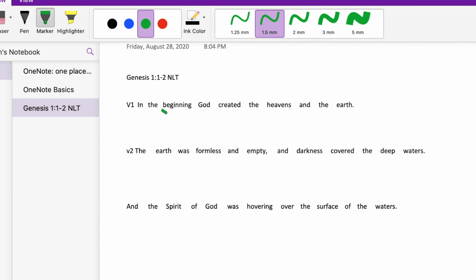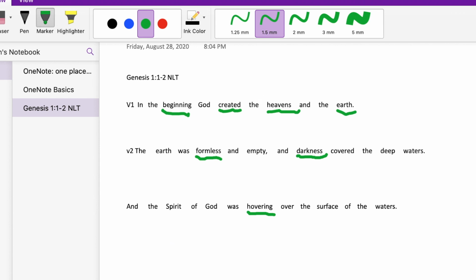So you could look up beginning, created, heavens, earth. We can see what formless means, and then darkness, and then hovering. All these words you can look up, even though you might probably know what they mean, because you want to know what they mean in the Hebrew. In this instance, Hebrew, because Genesis was written in Hebrew, or the Greek for the New Testament, to see what the meaning of a word is in the Bible.